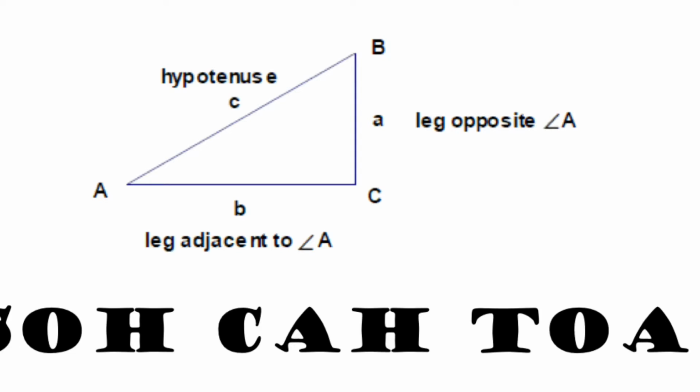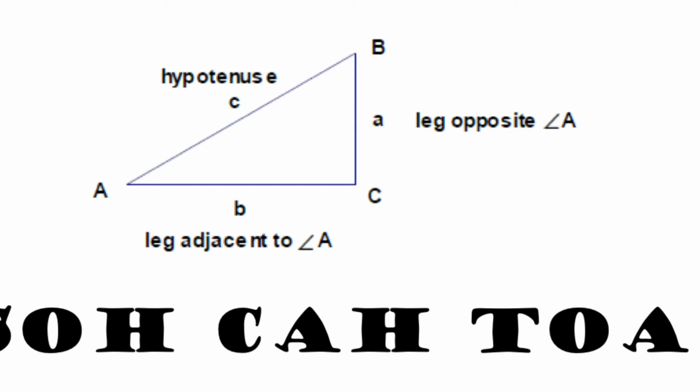Taking a look at this figure, we have a right triangle. The two sides that form the right angle are called legs, and the side across from the right angle is called the hypotenuse. That's the longest side of your right triangle.